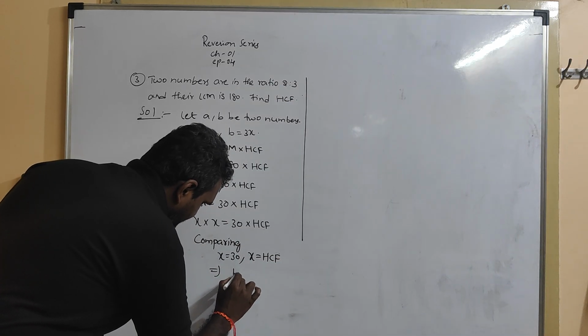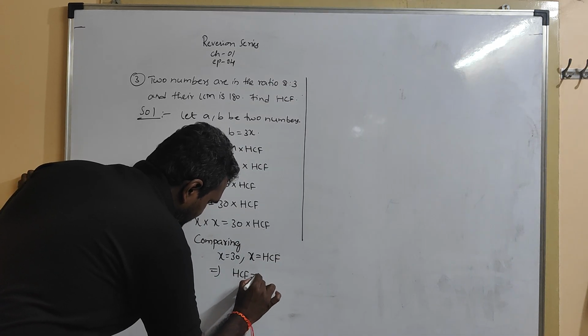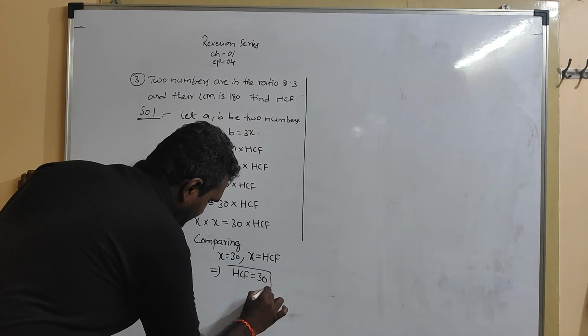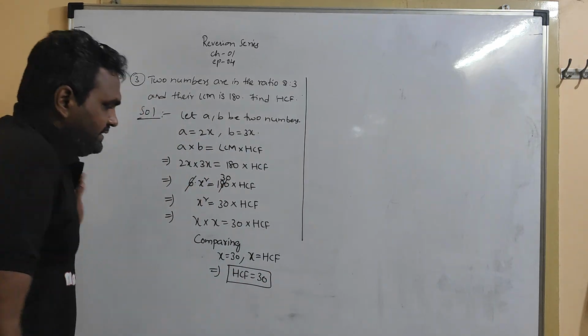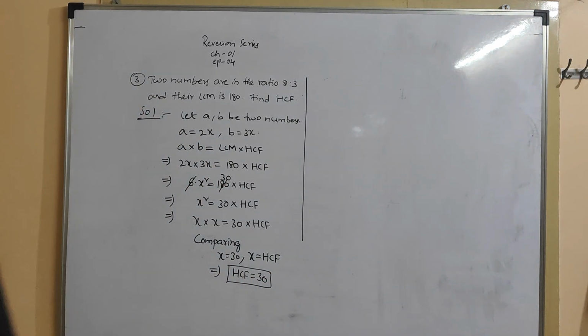This implies HCF is equal to 30. Like this also you can compare. Am I clear regarding this? This is also very good model.